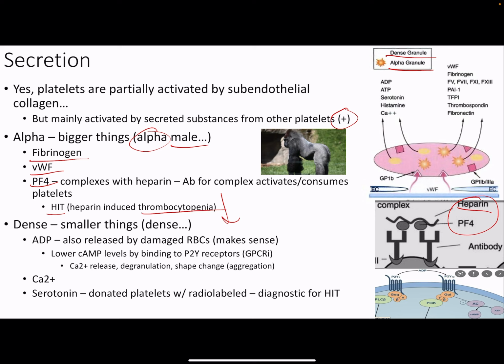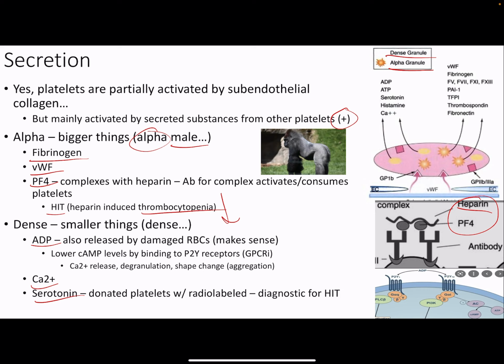Then looking at the dense granules, these are going to store, something that's dense is going to be relatively small. And so the smaller things like ADP, calcium, and serotonin. ADP is released by damaged red blood cells, so it would make sense that this should activate. If you have damaged red blood cells, that's a sign that you probably have trauma, which means you probably want your platelets to be active.